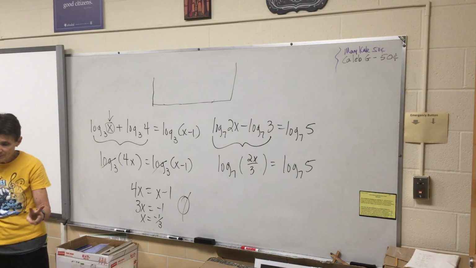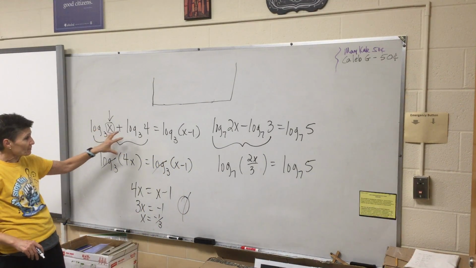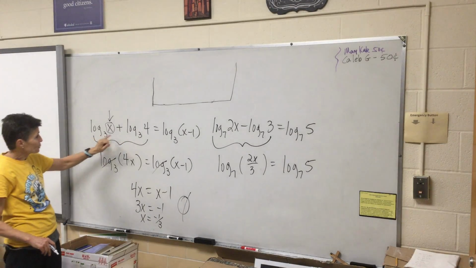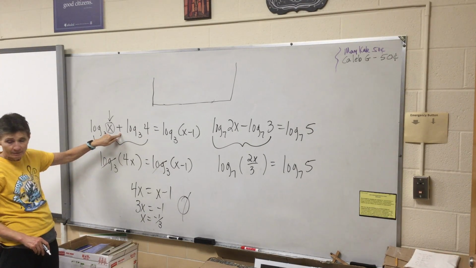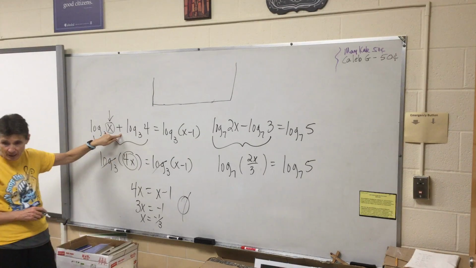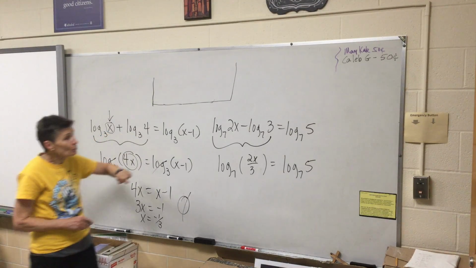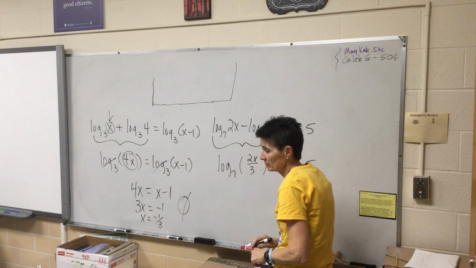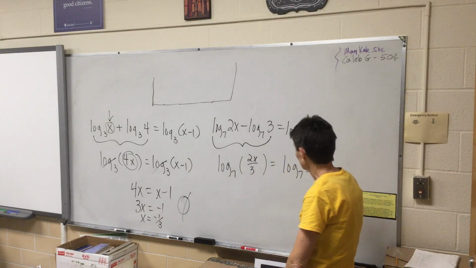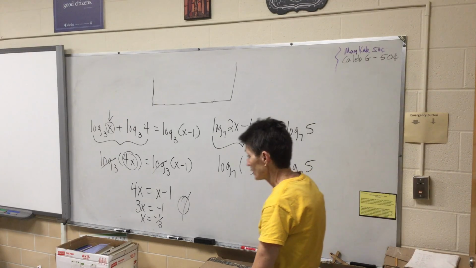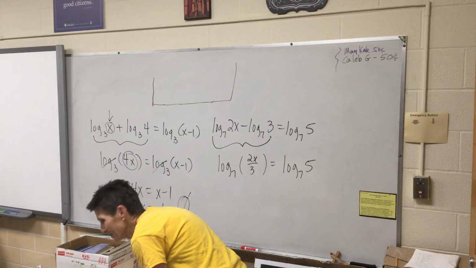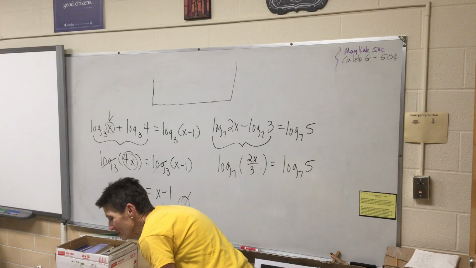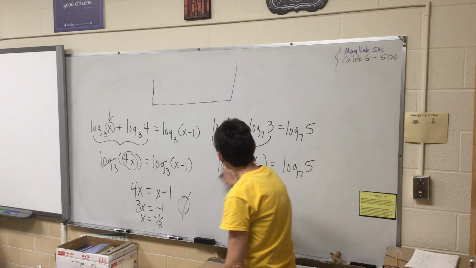If you have 2 on the same side, you always have to put them together. If the 2 are being added, then you put them together with a multiply. If the 2 are being subtracted, you put them together with a division. Now, are we going to loop-de-loop? No, because we've got a logarithm on both sides.